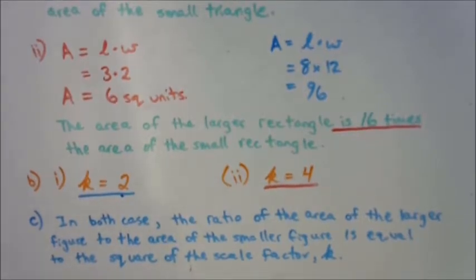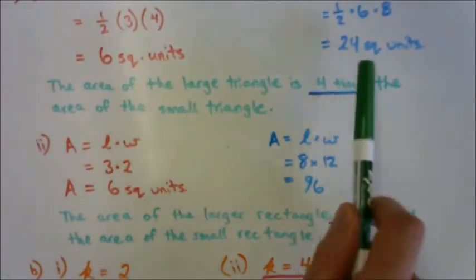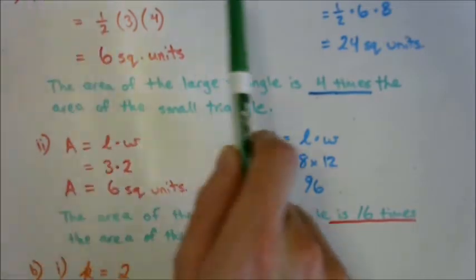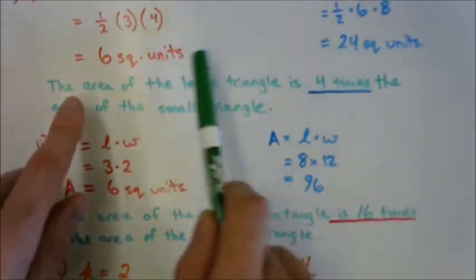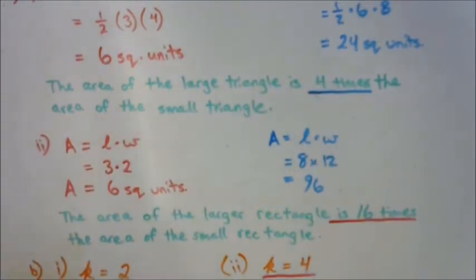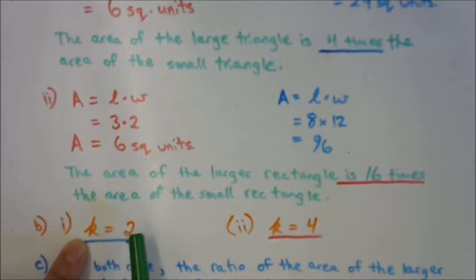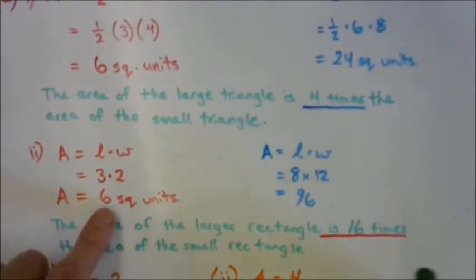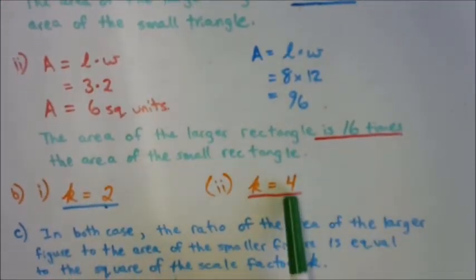Okay, let's pick that apart a little bit. In our triangles, to get from the small to the big, we had 4 times. That's talking about area. So in both cases, the ratio of the area of the larger figure to the smaller figure, 24 over 6, is 4. And the scale factor squared is 4 for the triangles. 2 squared is 4. Same in the rectangles. The ratio of the larger area to the smaller area is 96 over 6, which is 16. That's the same as taking the scale factor and squaring it.